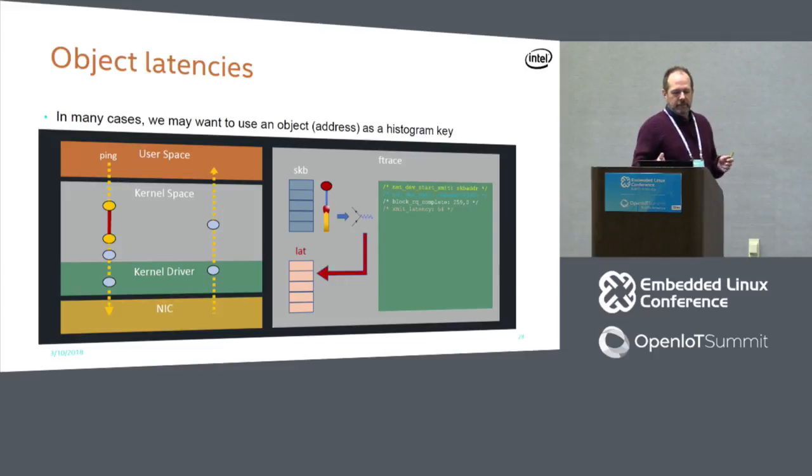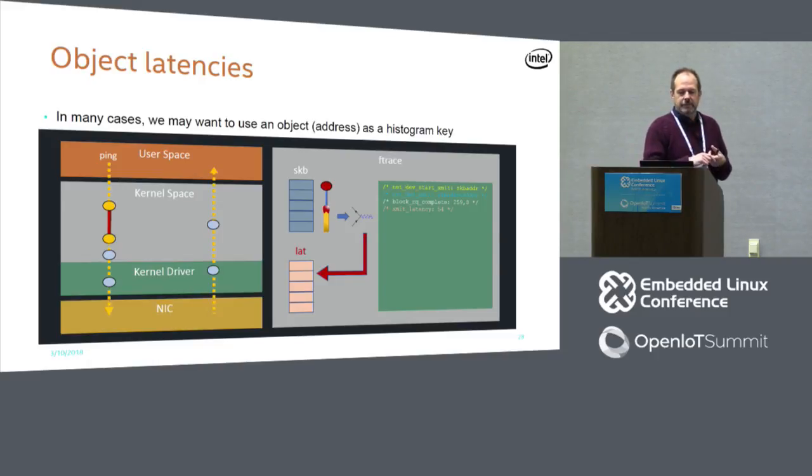So, object latencies. In some cases it makes sense, it's more natural to use an object, like the address of an object, as a key for the latency calculations. So for the histogram, we can use an object address for the key.